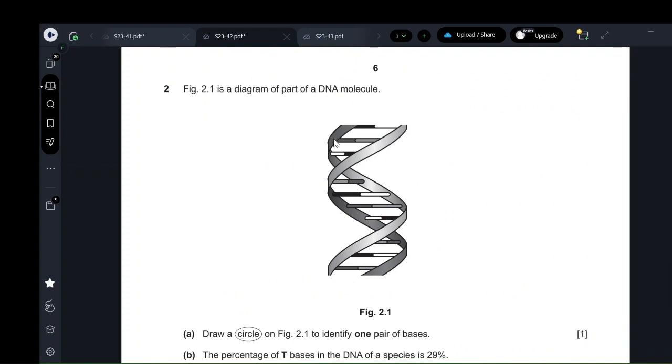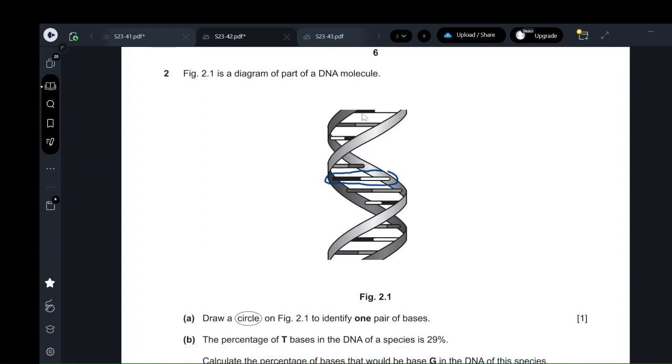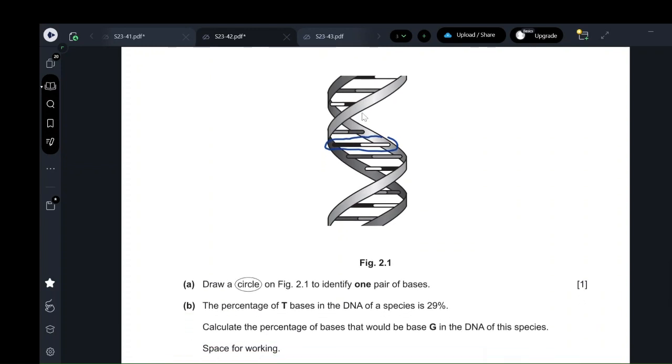Question 2, diagram of part of the DNA molecule. Draw a circle to identify one pair of bases. The nitrogen bases are what is in the middle, holding the two strands together. You can circle any pair of bases, okay?